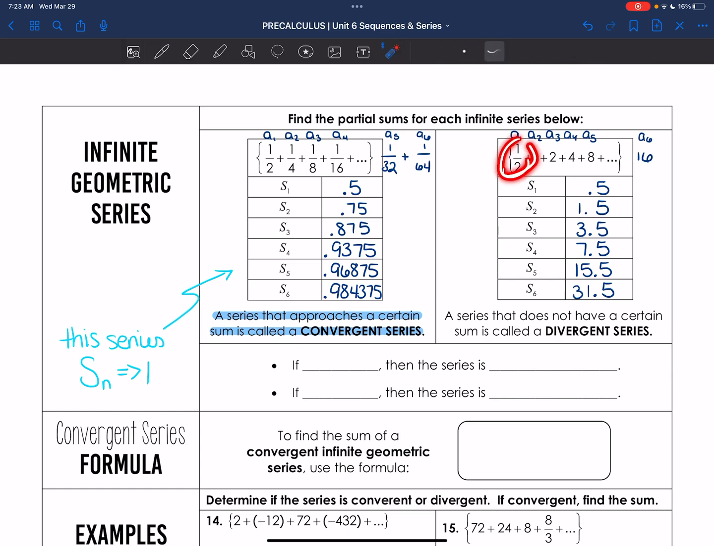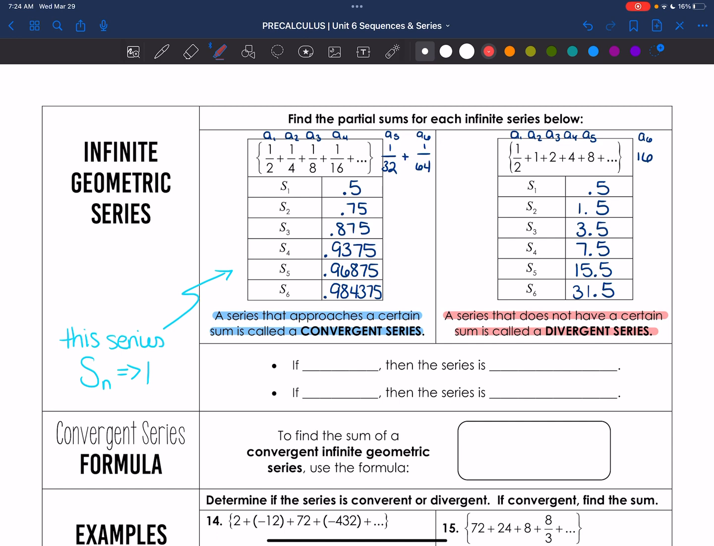Whereas this other series, let's take a look at it. If we were to take just the first partial sum, it's 0.5. For 2, it would be 1.5. For these 3 terms, 3.5. For the 4, 7.5. For 5 of them, 15.5. For 6 of them, 31.5. This is just growing and going and going without any boundary. We call that a divergent series.